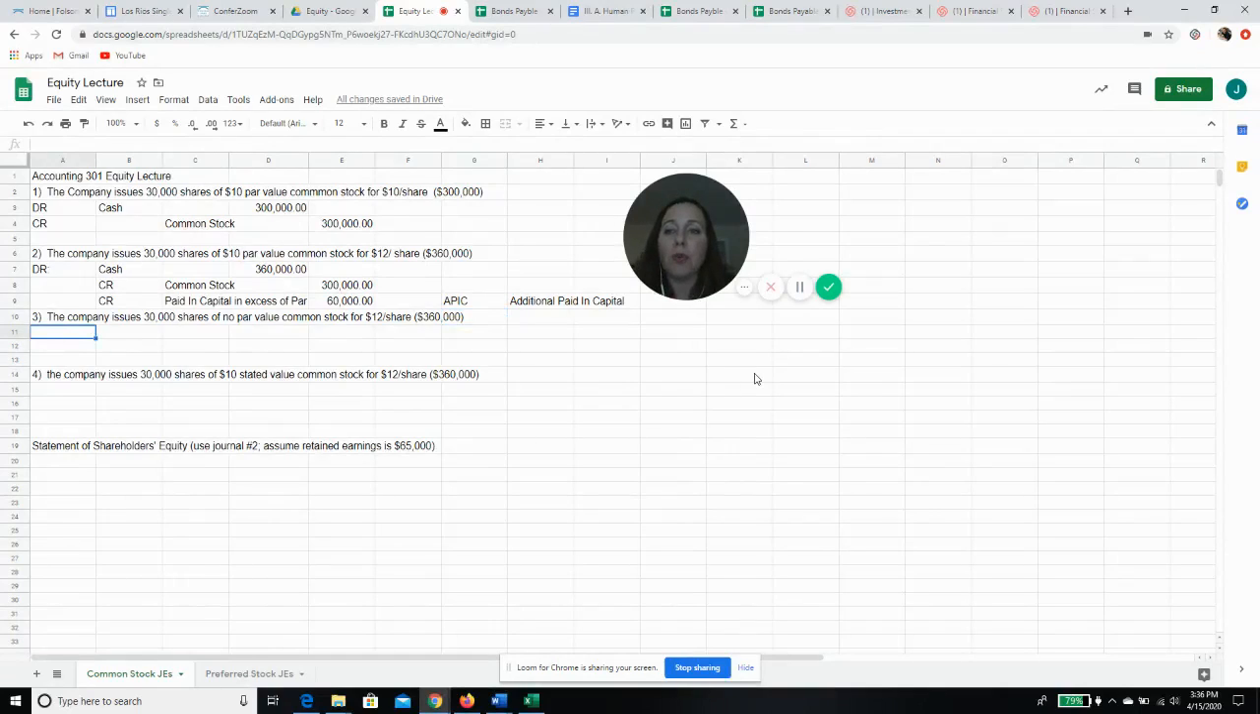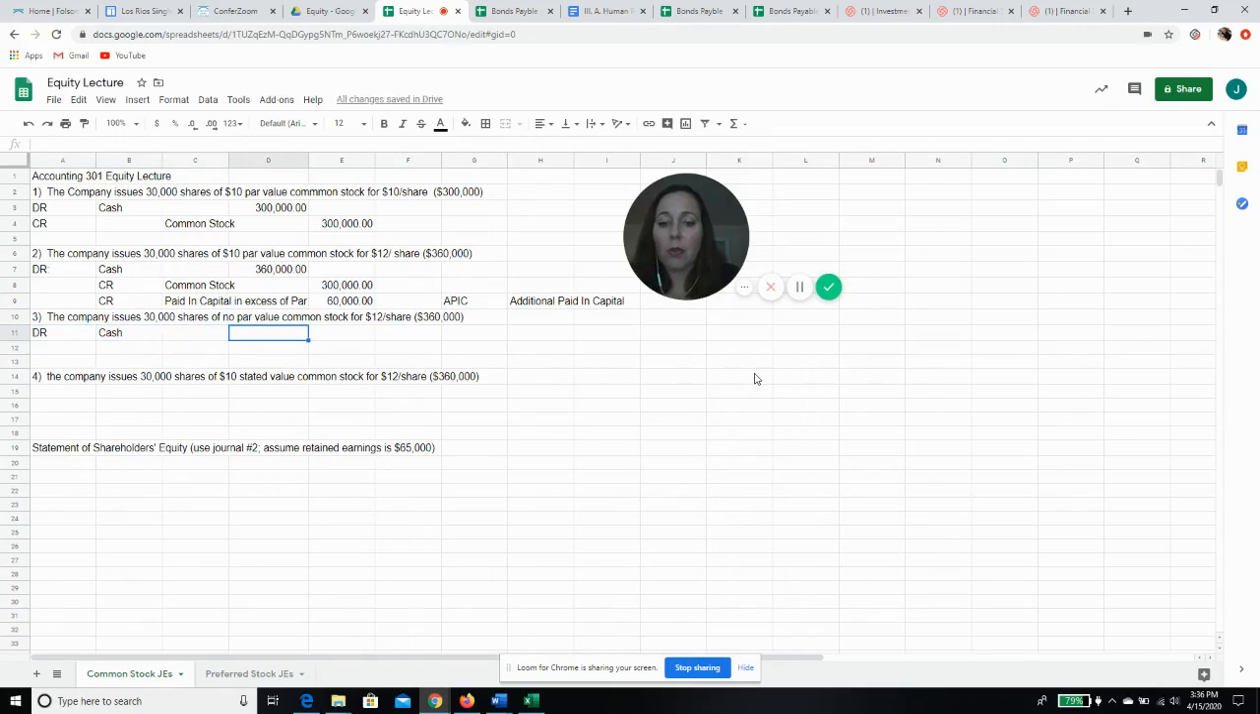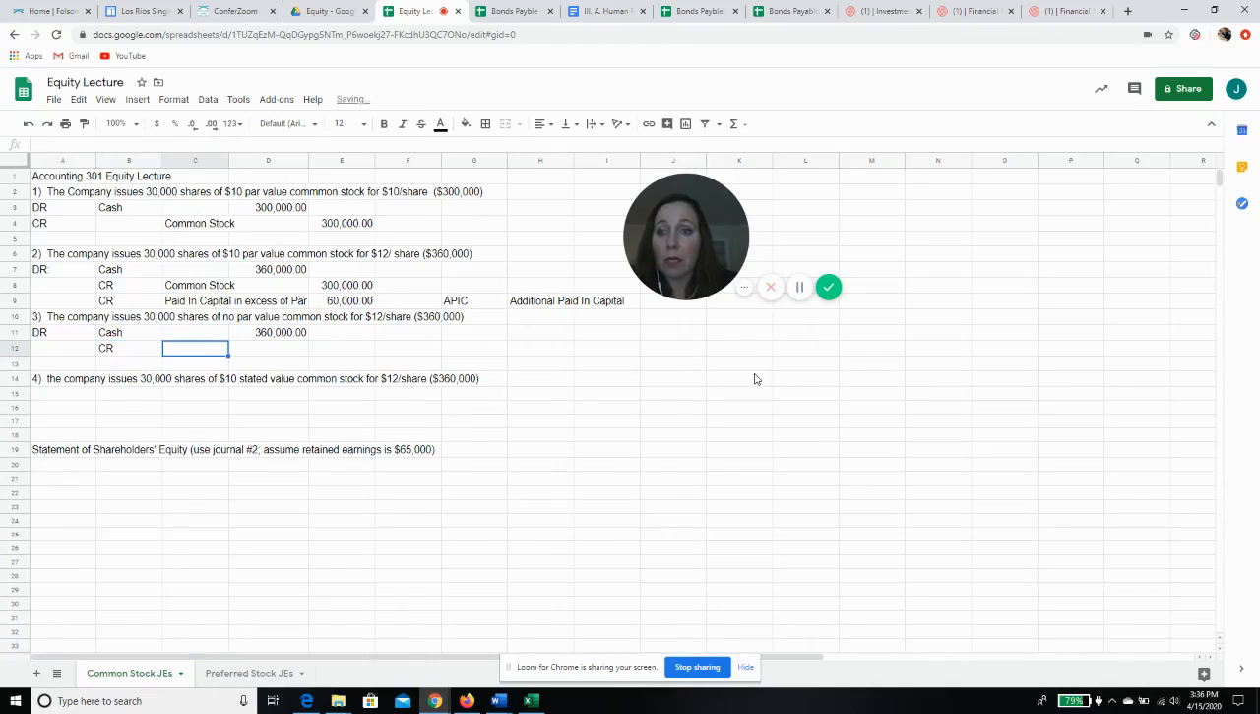All right, so now we're going to issue 30,000 shares of no par value common stock for $12 a share. So once again, we're going to debit cash for $360,000 because that's what we actually received. If we do not have a par value, then the entire amount of cash received goes into the common stock account. Okay, if we have a par value, then we only credit common stock for par value. But if we don't have par value, then the entire credit to common stock is going to be for the amount we received. So common stock for $360,000.